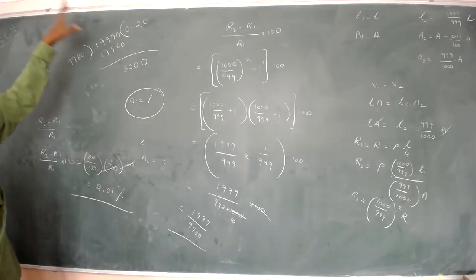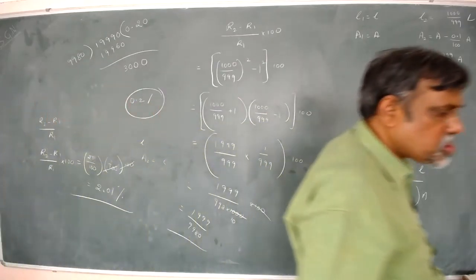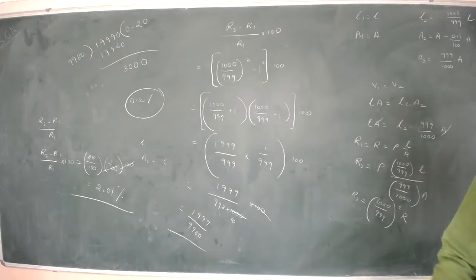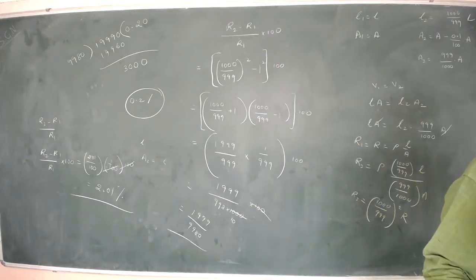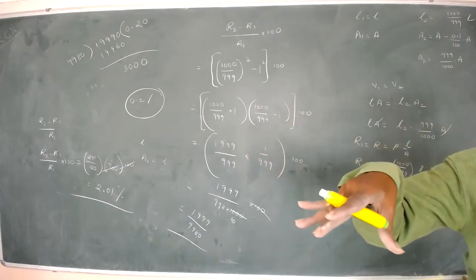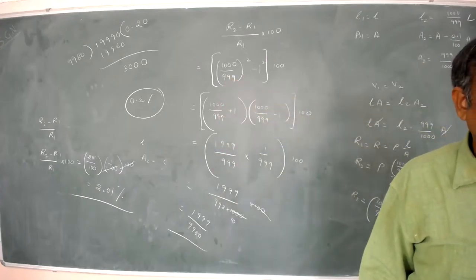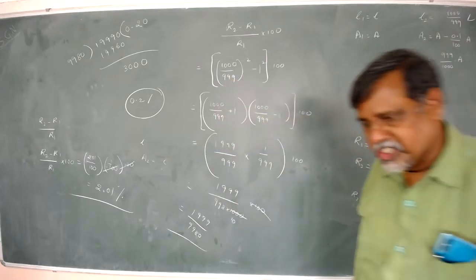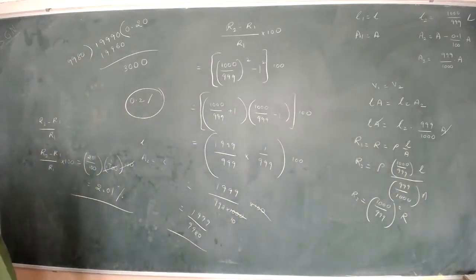So by means of this problem, my intention is not that I have to make you understand this problem. This problem is secondary. Primary is, whenever you come across this type of big, big numbers, don't get frightened. We have to go for approximations and we have to simplify it.